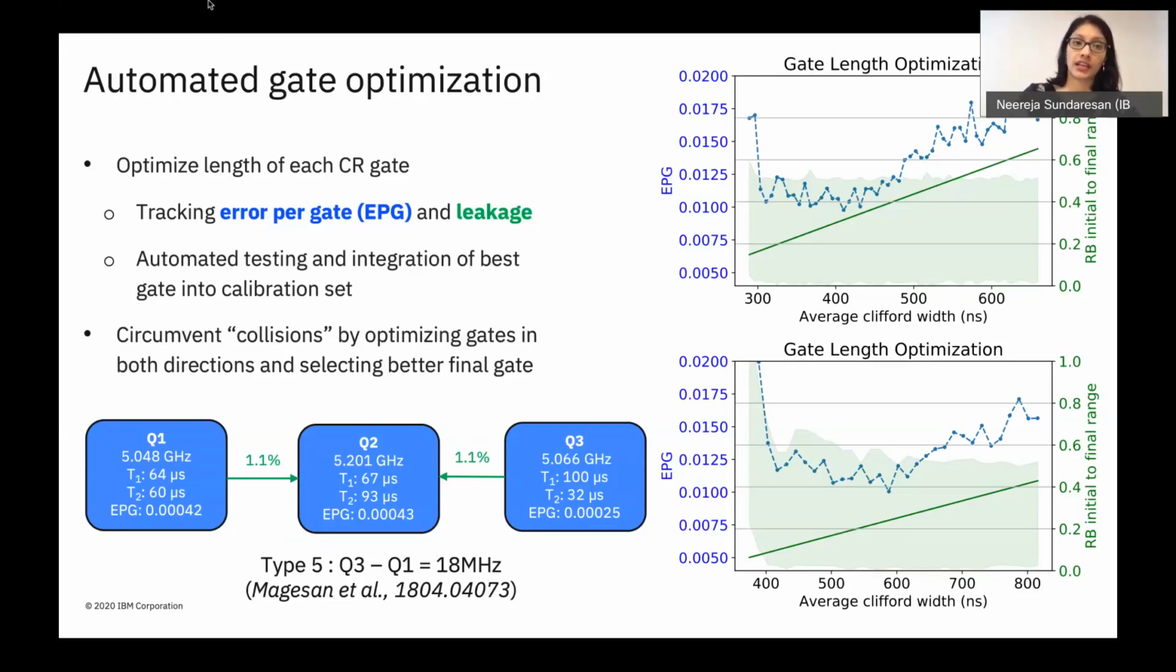In addition to the gate length, we also test driving the gate in both directions, as in some circumstances, driving the gate in the reverse direction, where the target qubit is higher in frequency than the control, is actually preferable.